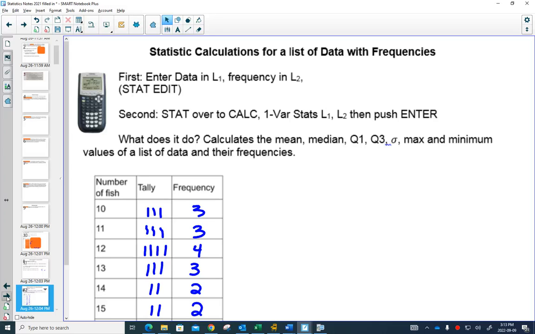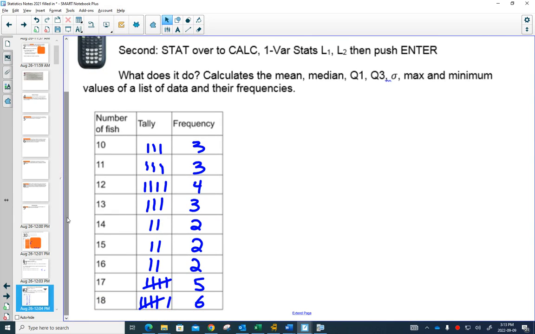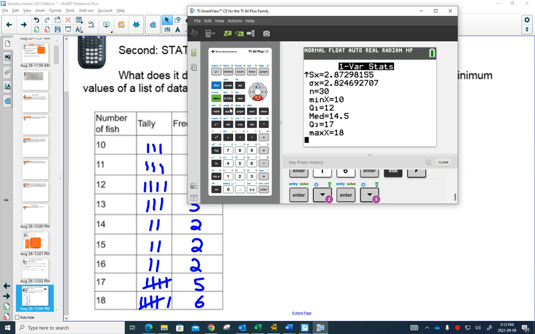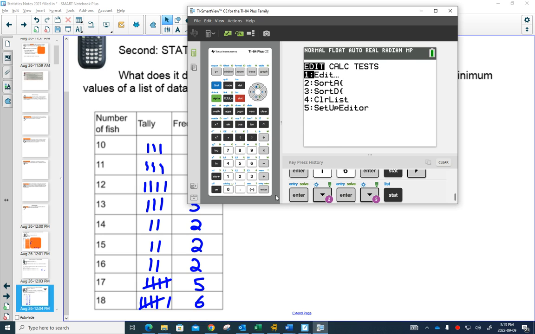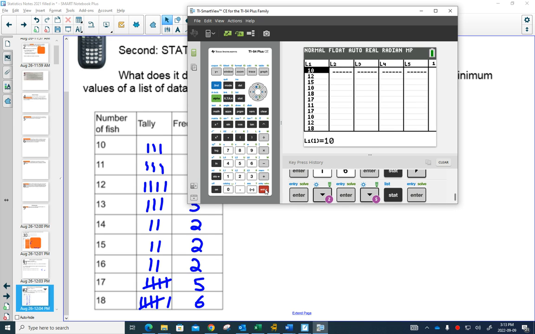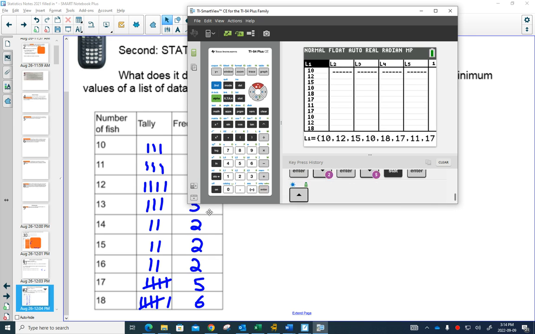Now, we could take that same data that we had before. Remember the data with the fish? And we made a frequency chart for it. So on our calculator, we can again go to the stat and edit. If you want to erase what you had before, you go up to list one, hit the clear button, and then push down and erase the data that we had before.